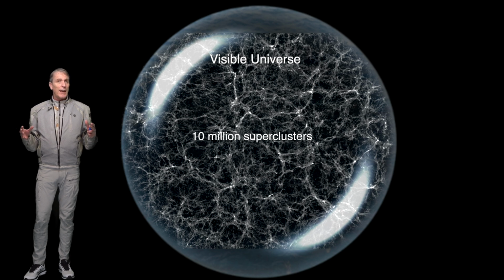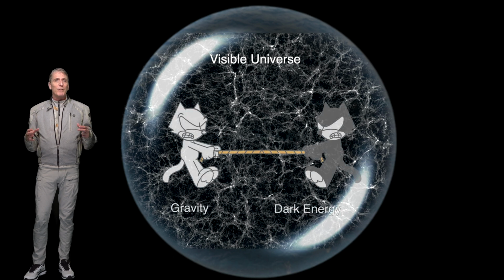But a strange thing happens at distances that separate superclusters. Gravity is overpowered by an opposing force called dark energy. Dark energy pushes things apart. It's the force that astrophysicists believe is causing the universe to expand faster and faster.